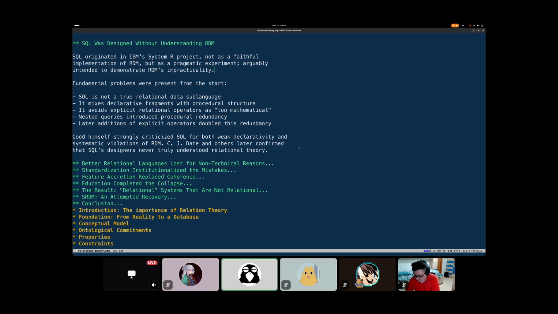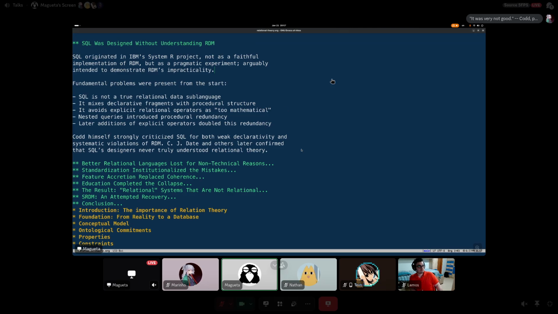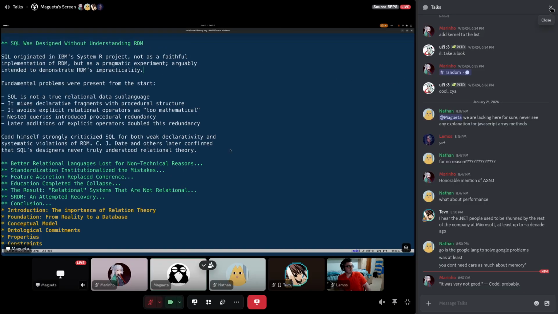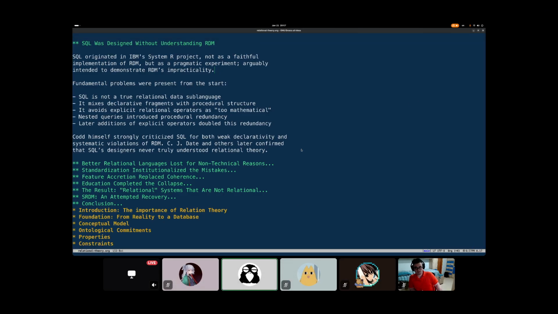So CJ Date basically is one of these people that mentioned that, but the designers didn't know what they were doing. But the interesting bit is Larry Ellison. He's one of the people that did know that it was bad, but he's the first guy that implemented a materialized version of a SQL DBMS. So he basically came up with Oracle, right?